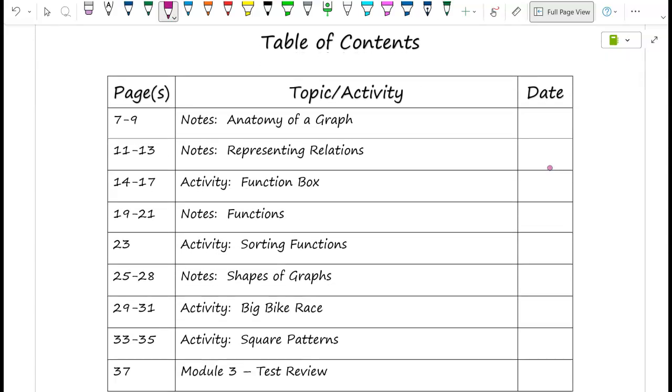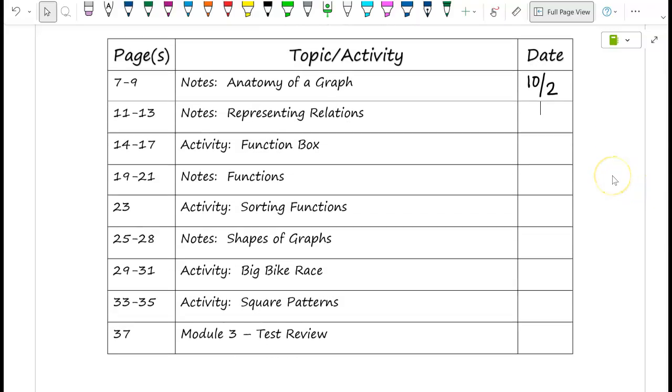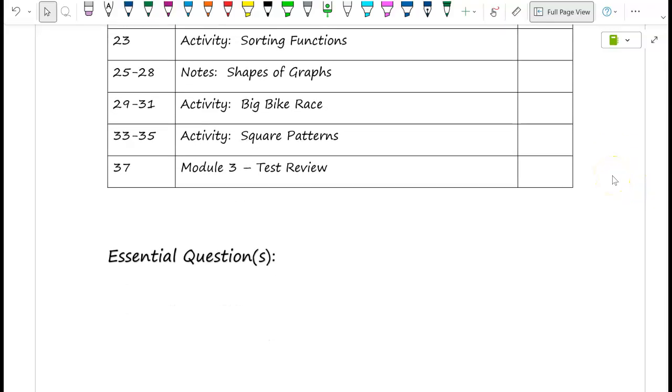We are going to do the notes anatomy of a graph today. So we can go ahead and put 10-2 in the date that is going to happen, because we are going to move right into that first set of notes. But we want to stay on that page because we do need to get our essential questions written in.